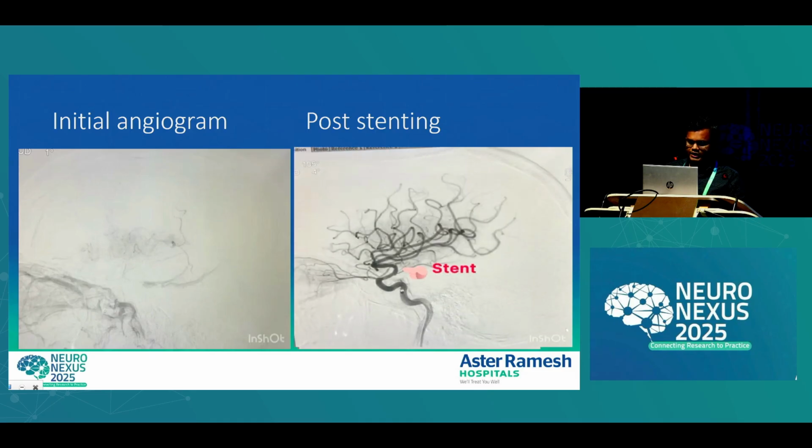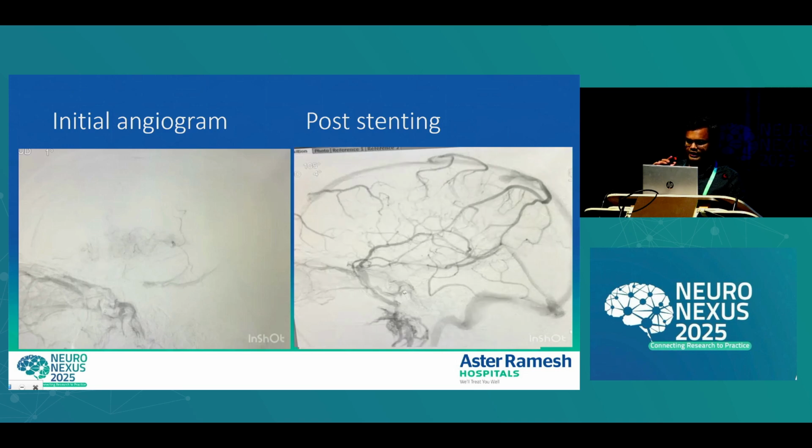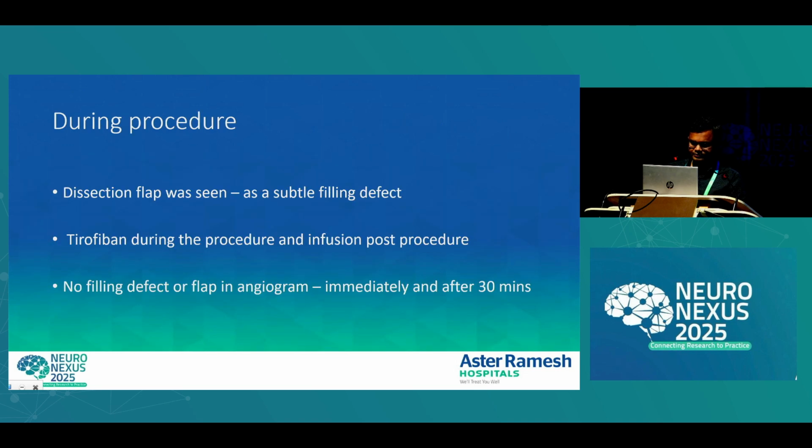We placed a Credo stent. Soon after stenting, there is significant improvement in the circulation. You can see in the angiogram. During this case, a small dissection flap was seen as a subtle filling defect. We gave on-table tirofiban, and post-procedure infusion was given for 12 hours. Post-CT, we shifted to dual antiplatelets.